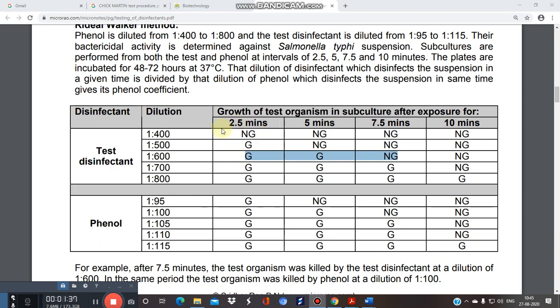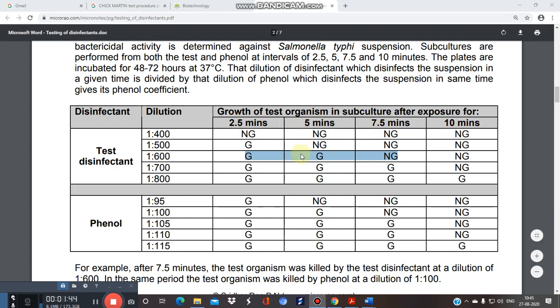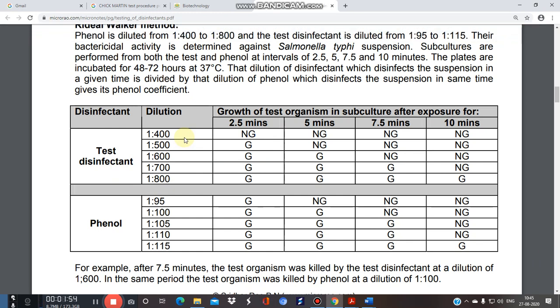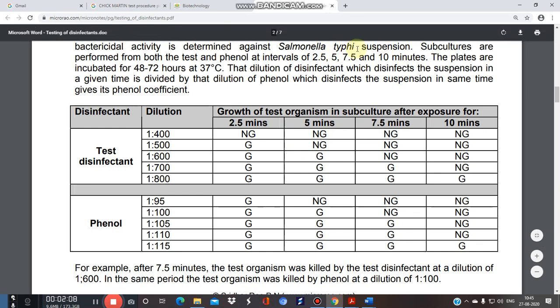So in Riedel-Walker test, we have different time ranges, that is 2.5 to 10 minutes: 2.5, 5 minutes, 7.5, 10 minutes. Here Ng means no growth of the microorganism and G means growth. So first of all we will need a microorganism, and in this case we will be using Salmonella typhi. First of all we will culture the bacteria in a particular condition. We will give the culture media, which will give all the nutrient conditions, all the temperature conditions that are required for the cultivation of this Salmonella typhi. And we will prepare the suspension of this bacteria.